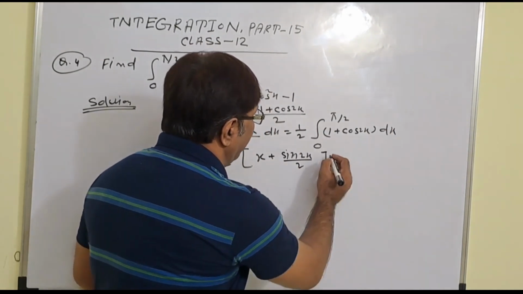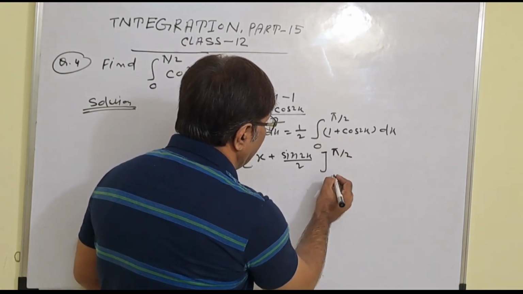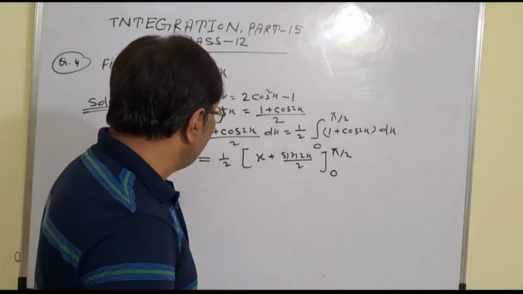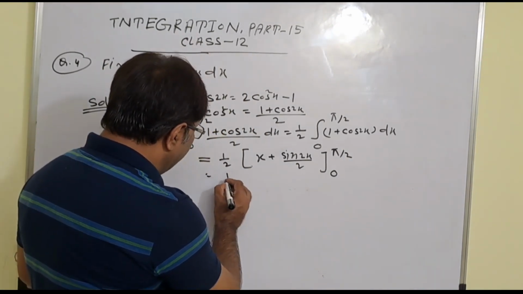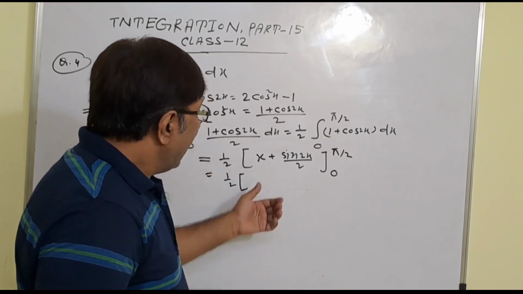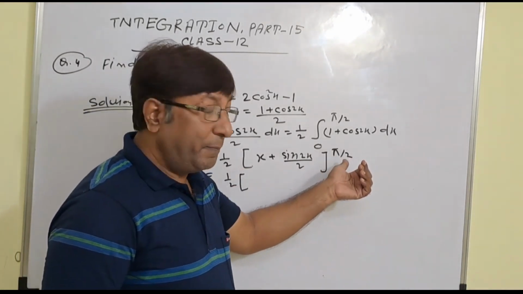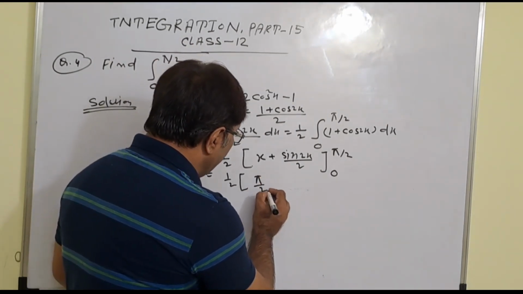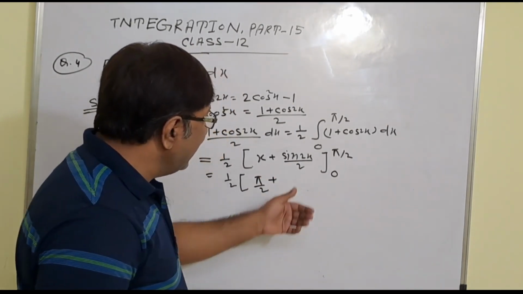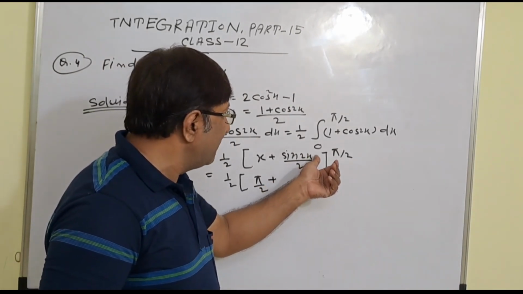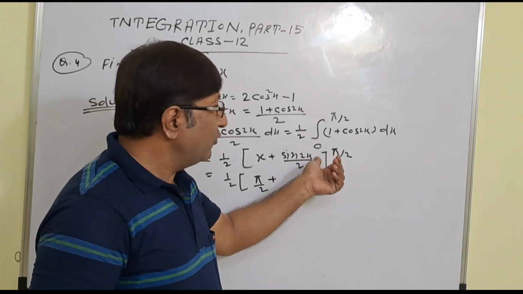Now the upper limit is what? Pi by 2, and the lower limit is 0. Now the rule is what? Here we have already half. It is okay. And now just put the upper limit value in the place of x. So we'll get what? x, that is pi by 2, plus sin 2 into pi by 2. So we'll get what? Sin pi. And sin pi you know is 0.